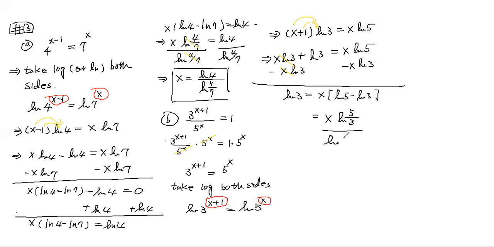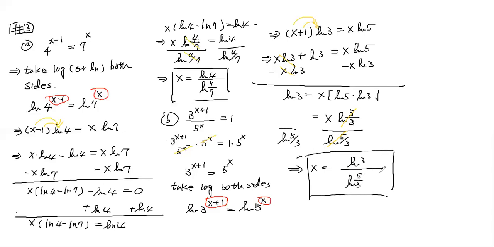Now you divide by natural log of 5 over 3 on both sides. Then finally, you can solve for x, right? So then x will just be the natural log of 3 over the natural log of 5 over 3. Okay, and that's it. That is all the problems we did for the exam number 4 review.